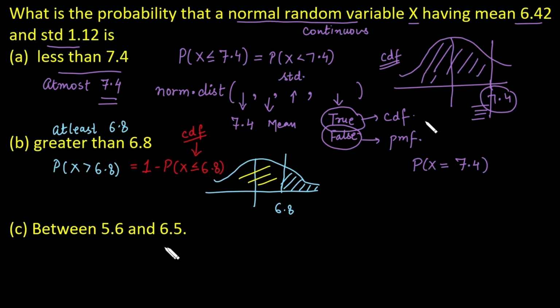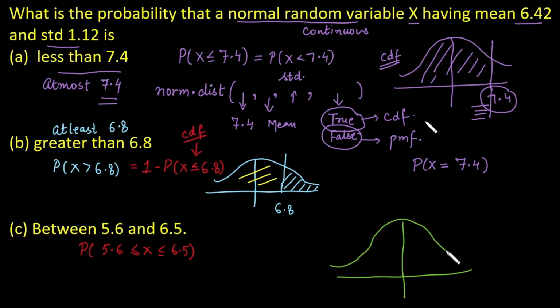Moving towards the C part, it says that find the probability of the normal random variable when it lies between 5.6 to 6.5. It means we need to find the value of this expression. In order to calculate this one, let's understand what exactly the question is asking. Suppose this point is 5.6 and this point is 6.5. So it means we need to find the area of this shaded region.